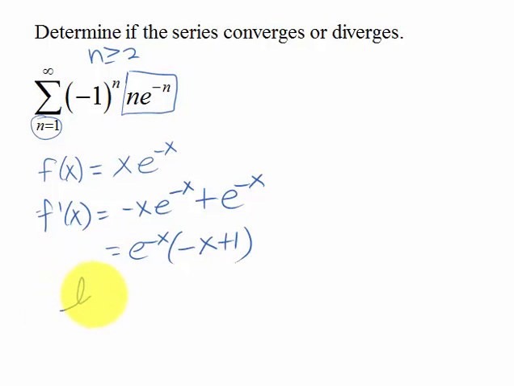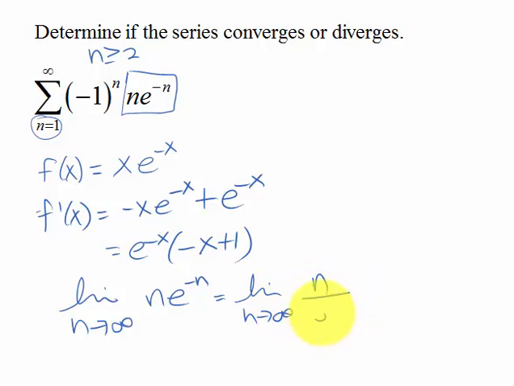Our third condition, we need to take the limit as n goes to infinity of n e to the negative n and make sure that that goes to 0. Well, we have an indeterminate form here, but it's not in a form where we could use L'Hopital's rule, but I could express this and move this down, and we see now we have an infinity over infinity.